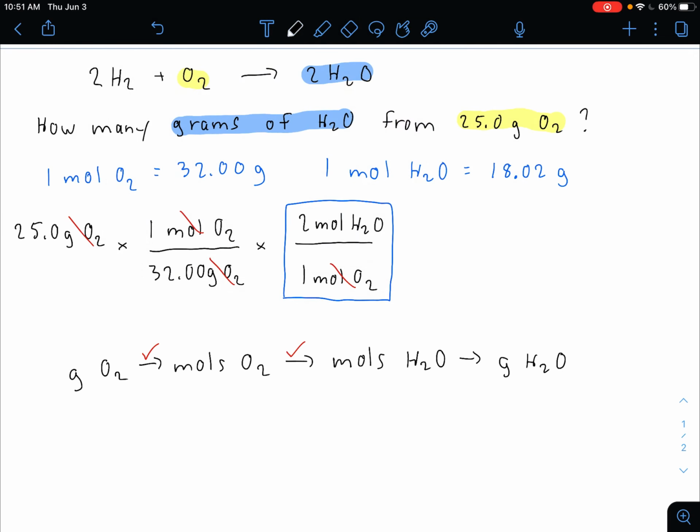And then in our last step, 1 mole of water is 18.02 grams of water. So moles of product cancel. We're left with grams of product. That looks good. That's our third conversion. Let's see what we actually get for our answer. To 3 significant figures, I got 28.2 grams of H2O.